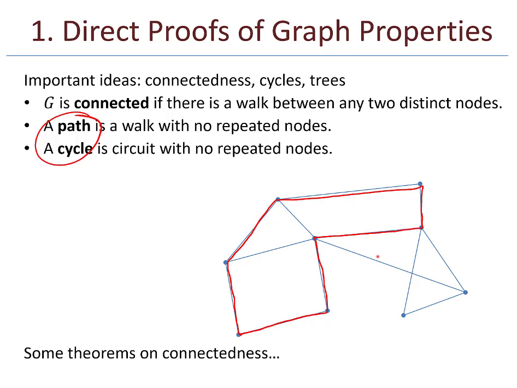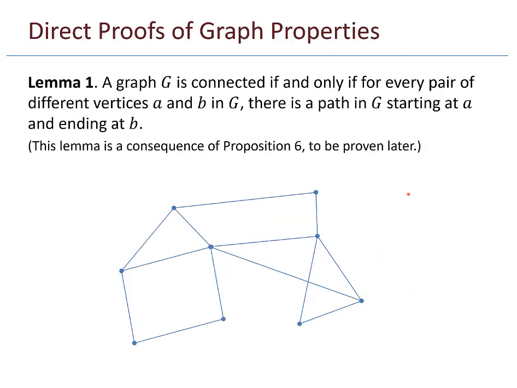On to some theorems on connectedness. Lemma 1. Recall a lemma? Lemma, that just means it's a result that maybe it's not so interesting on its own, but it is a helper result. It helps us prove larger, more interesting results later on. So here's lemma 1. A graph G is connected if and only if, for every pair of different vertices A and B in G, there is a path in G starting at A and ending at B. This lemma is a consequence of proposition 6 to be proven later. So we won't actually prove this lemma.